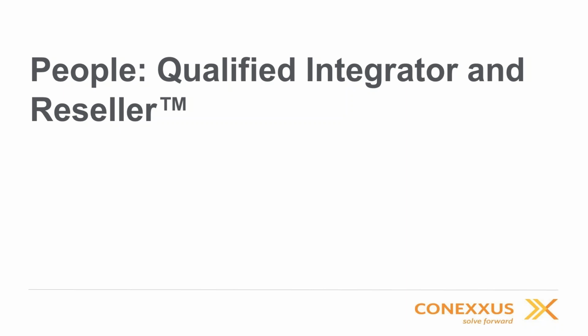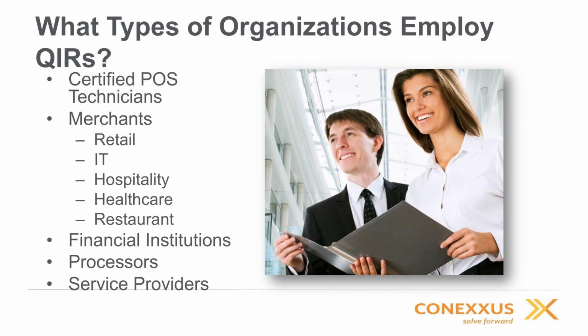Right now, we have over 1,600 QIRs listed today. But the key is we need more. So what types of organizations employ QIRs? Well, your certified POS technicians, all different kinds of merchants, service providers, processors. Really, we're talking about any industry that's impacted by the secure implementation and maintenance of those payment applications and/or affected by PCI standards. So for petroleum, it's typically the certified POS technician, such as the VASC or an ASC.